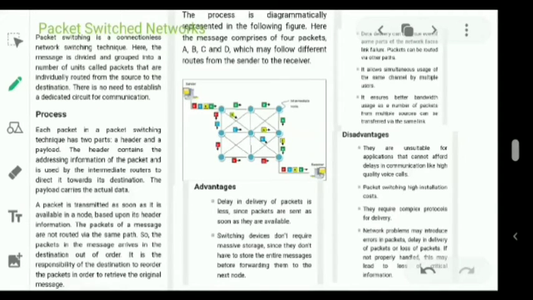Now coming to the disadvantages. What disadvantages do we have in the packet switched network? They are unsuitable for applications that cannot afford delay in communication, like high quality voice calls. The installation cost of packet switching is very high. It requires complex protocols for delivery. We will explain what a protocol is. Next, network problems may introduce errors in packets. If there is a problem in the network, there may be errors in the packets. A packet which should be received third may be received in fifth place, or something like that.